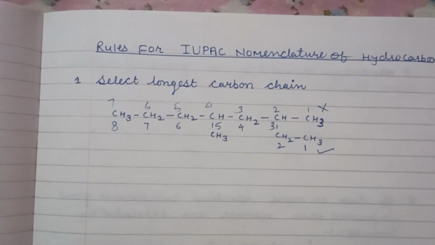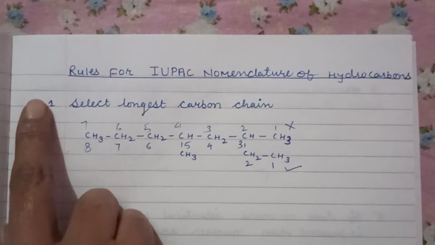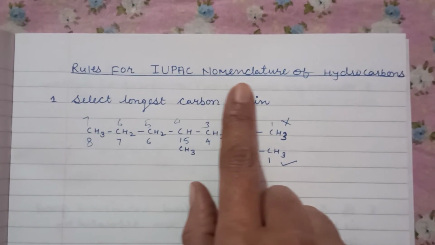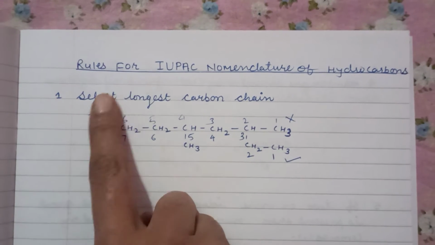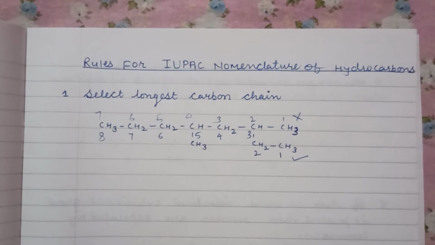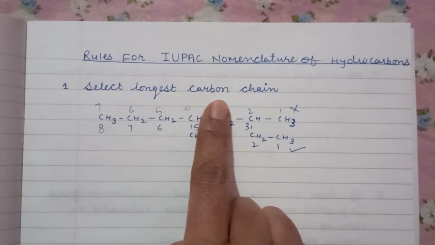Good morning, children. In this video, we will understand rules for IUPAC nomenclature of hydrocarbon. And what are these rules? Let us start. Rule number 1: select longest carbon chain.